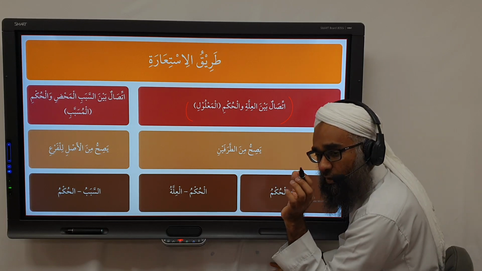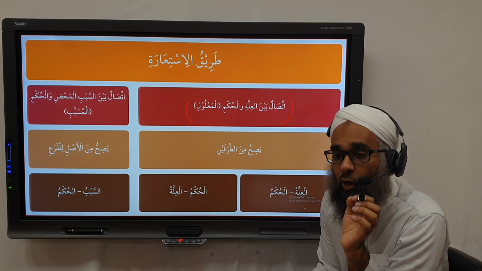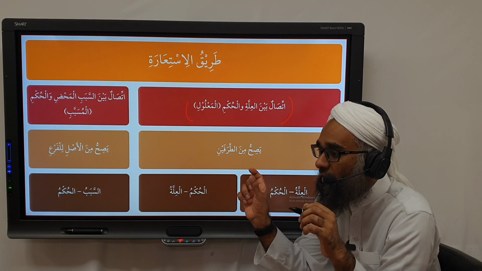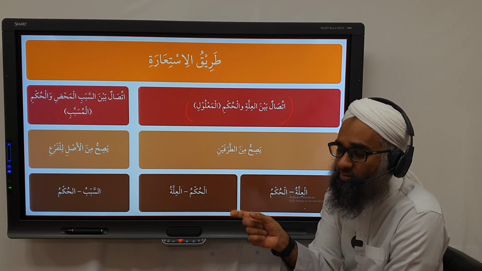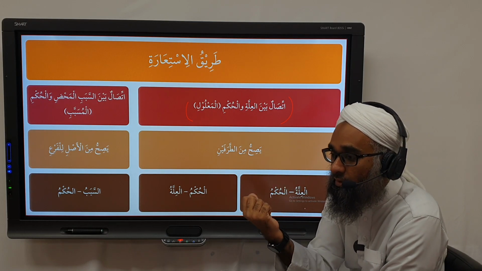So if you have an illa and a hukm, for example, what's the illa of milk? What causes milk ownership? Shira. So if you say shira, and you actually meant milk, is that permissible?